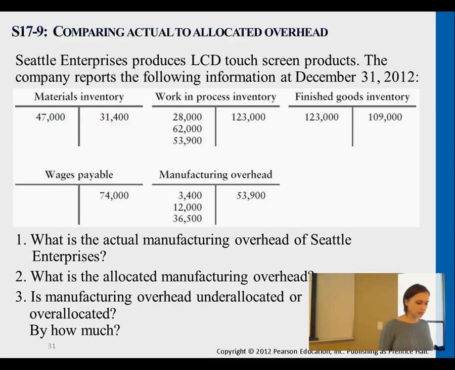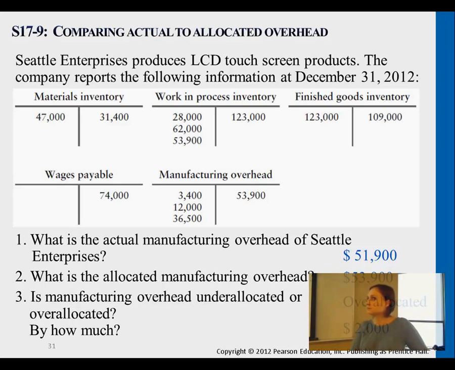So my allocated manufacturing overhead is higher, right? The number is higher than the actual. All right, and by how much? 2,000. Does that make sense to everyone? Do you have any questions? Cool. So that would be allocated. Okay. So that should be your answers.